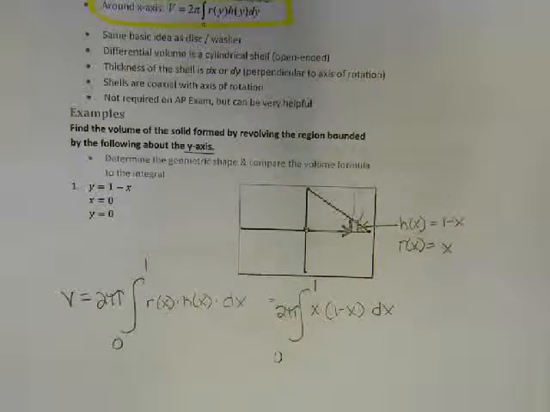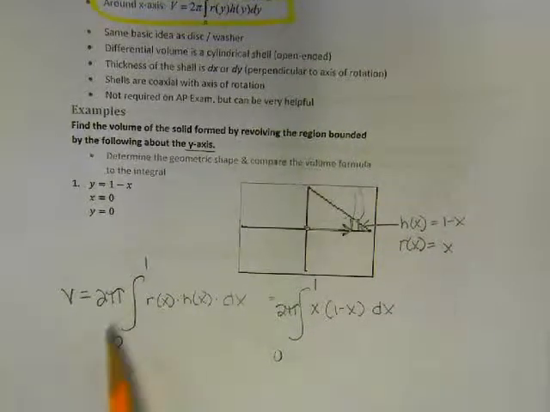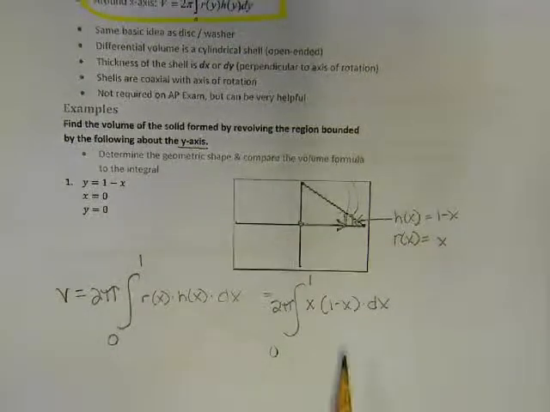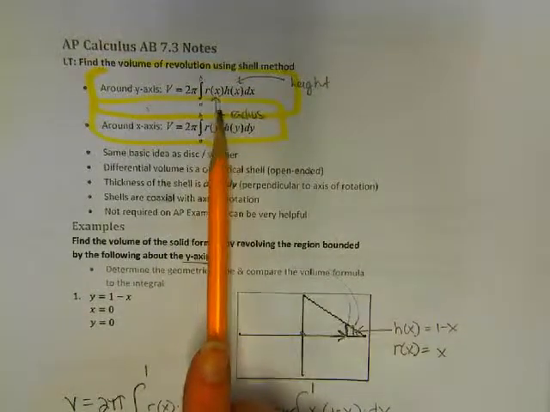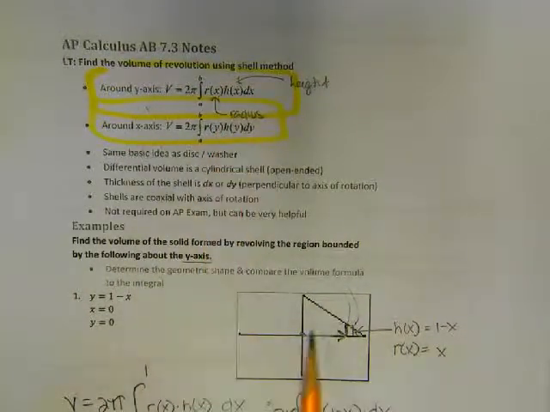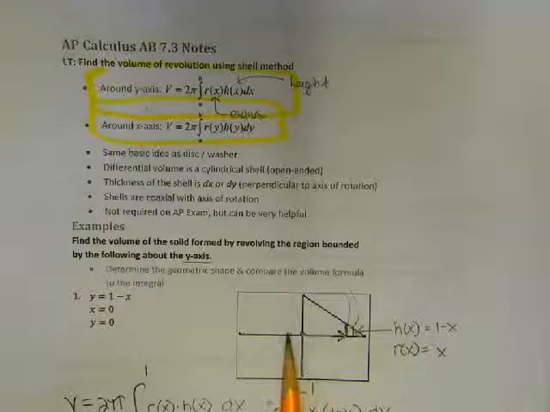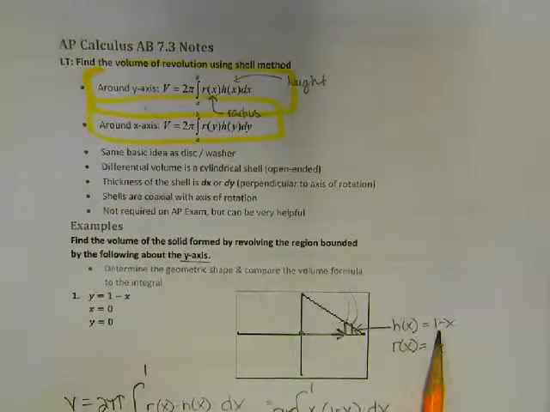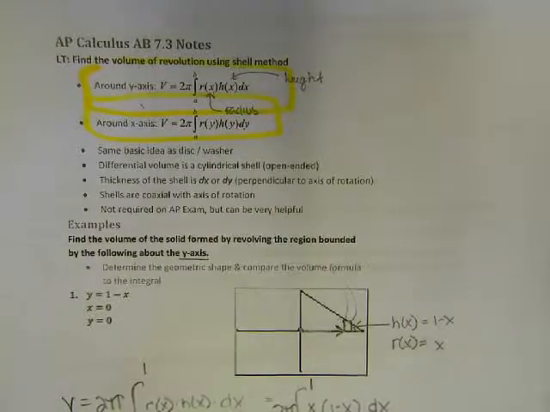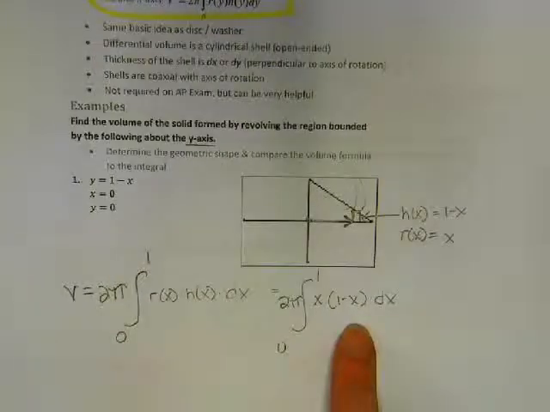Okay. Anywho, this is the formula. Just to review again, we're going to rotate this around the y-axis. So r of x is the radius, and the radius is how far it is from the center of rotation. Does that make sense, that that's x? And h of x is how tall it is. So that's what I got for how tall it is, the function itself. And then I had this. This is where we left off, right? Okay, let's do it.